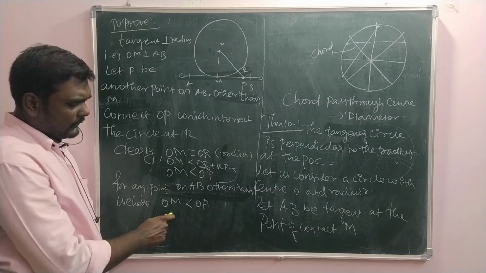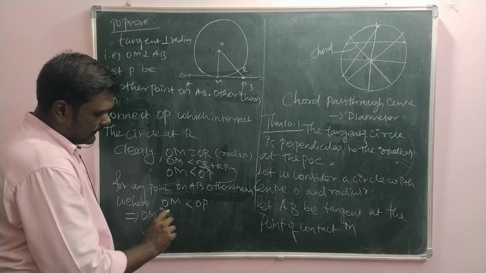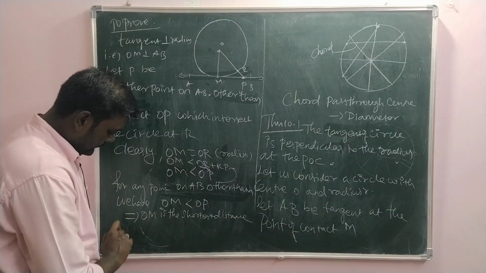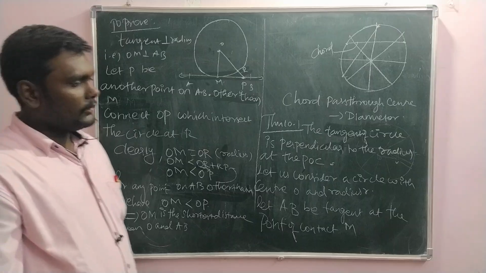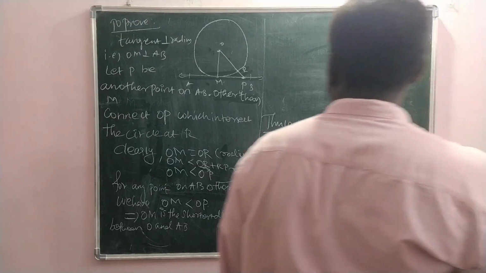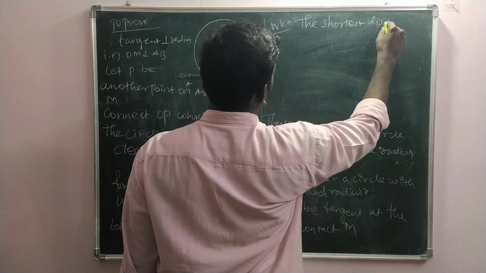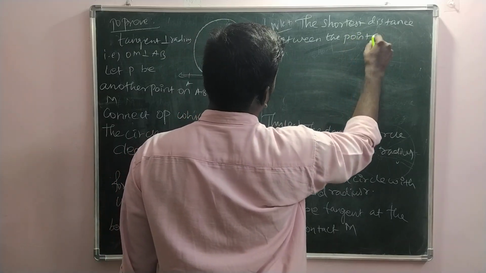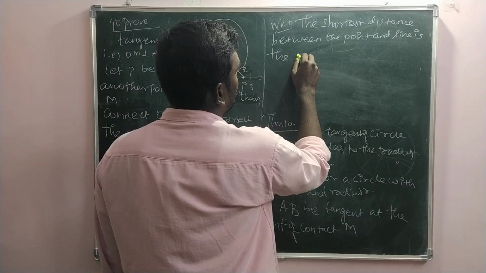Then for all the points, OM is the shortest distance between O and AB, and we know that the shortest distance between the point and line is the perpendicular distance.